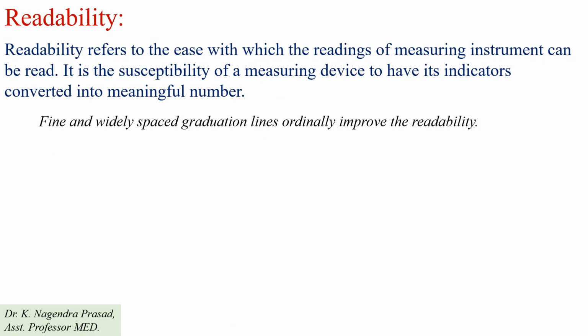So next one is readability. Readability refers to the ease with which the readings of a measuring instrument can be read, and it is the susceptibility of a measuring device to have its indicator converted into a meaningful number. So readability means how easily we can see and read the measurement from an instrument.